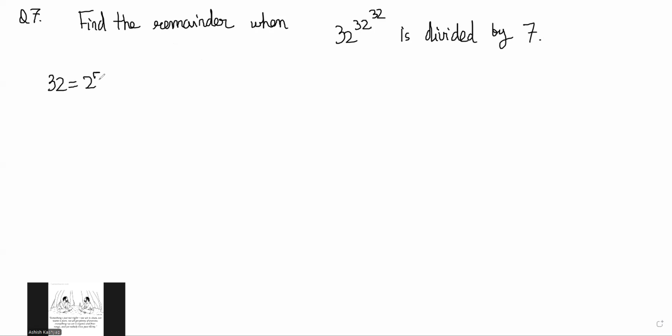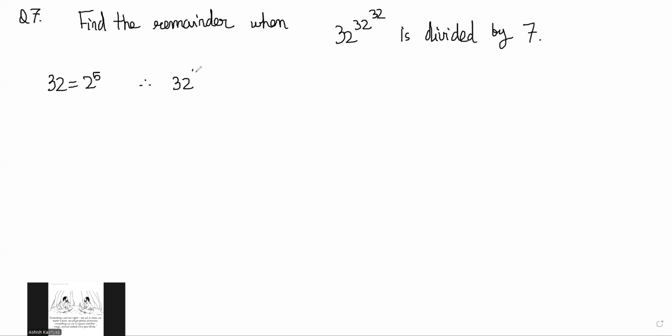Find the remainder when 32 power 32 power 32 is divided by 7. To find the remainder when 7 is dividing this number, let's try to approach this problem by using powers of 2, because 32 is 2 power 5. So we can say 32 is 2 power 5.